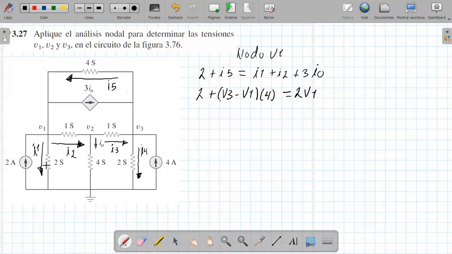Why does V1 occur? Since it is conductance, it is the voltage across this resistance times the conductance, so it would be 2 times V1, plus the current I2, which is this one, with a conductance of 4 Siemens, which multiplies V1 minus V2, plus the dependent source.